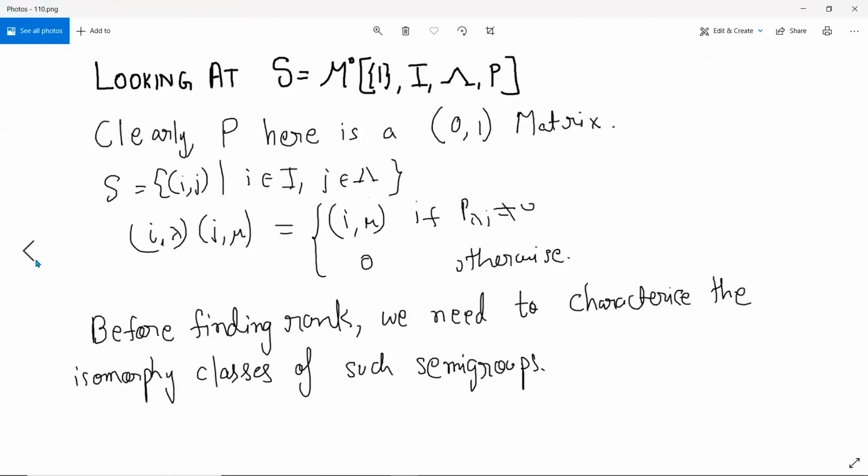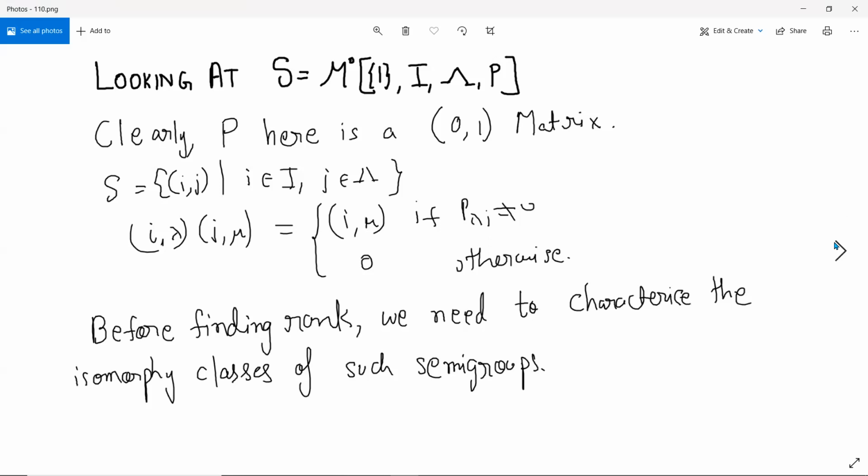So we understand the object that we are looking at. And before finding, now we want to find the rank of such a semigroup. As we already understand, this multiplication depends heavily on the matrix P. If you think about it, this matrix P in some sense just decides the multiplication. Of course, the indices are there, but along with the indices, the matrix P is the key.